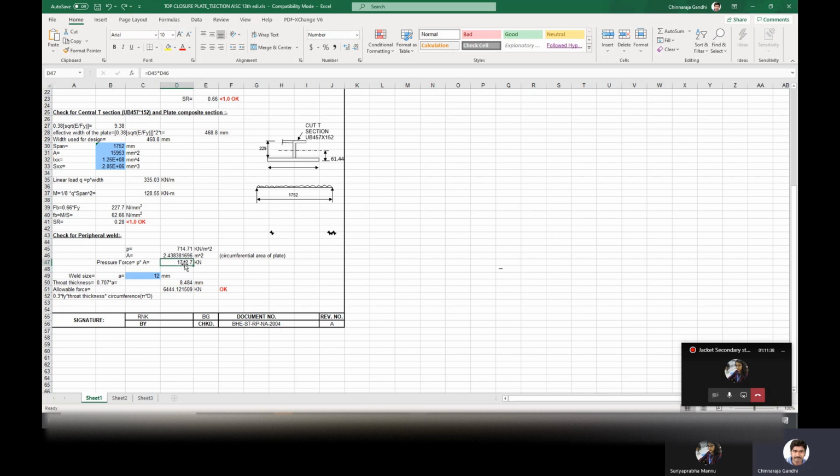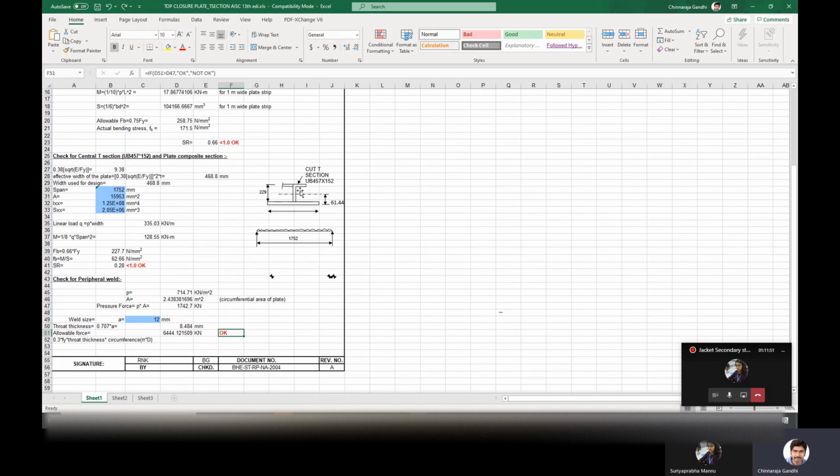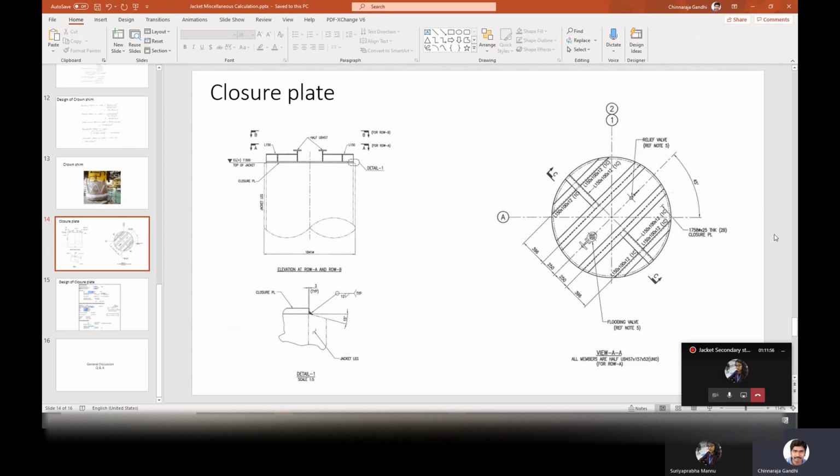So here 1742 is the actual load coming, but the weld can take up to 644.12 kilonewton. So this finishes the weld check here. We checked the plate, section and weld here. So this is the closure plate design.